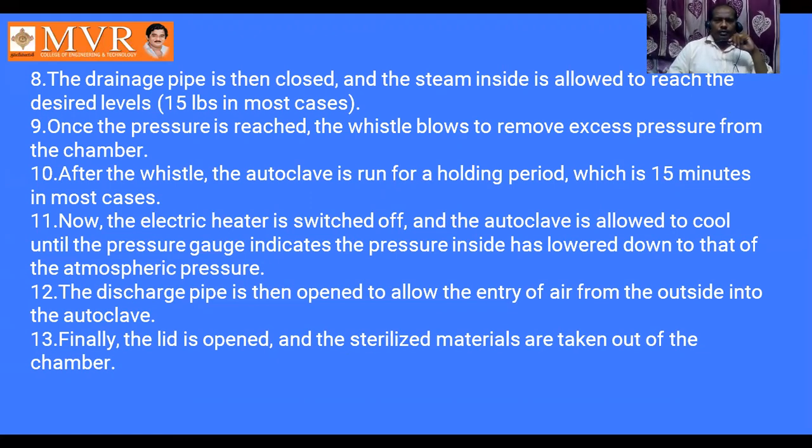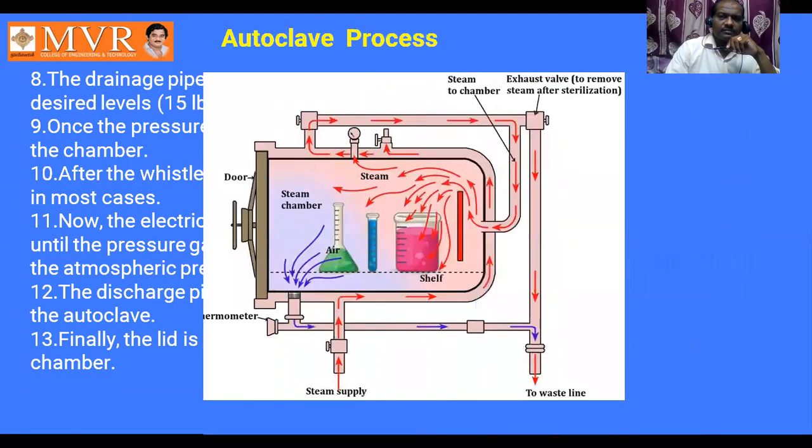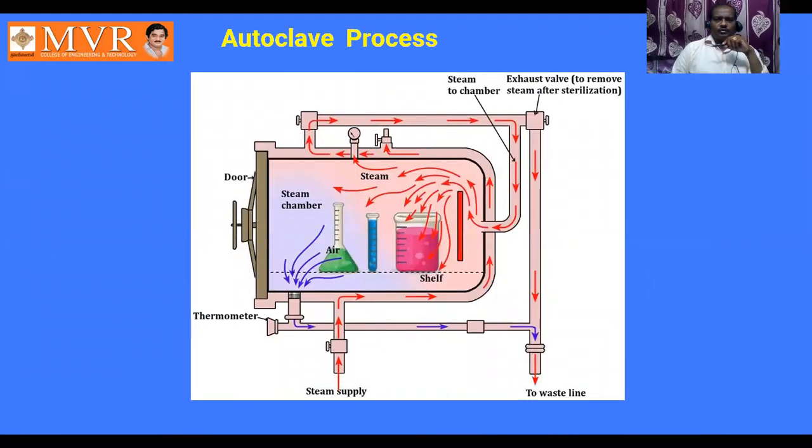Here, we are going to supply the steam and the steam is going to sterilize the objects that are placed inside the chamber. After that, the steam is converted into liquid that should be exhausted. And before supplying the steam, we should ensure that the chamber is loaded with the required objects to be sterilized. So this is the diagram of an autoclave.